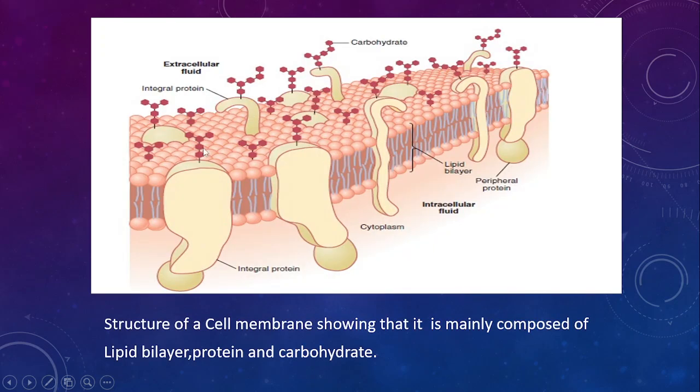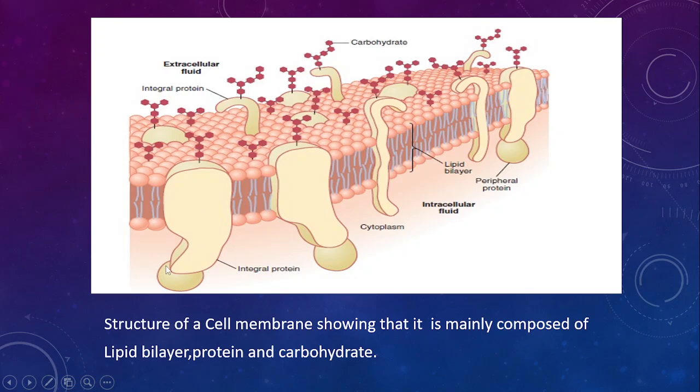This is the fluid mosaic model, the most acceptable structure of the cell membrane by far. According to this model, the cell membrane is a lipid bilayer structure which also contains protein and carbohydrate on the surface, and it's a semi-permeable structure. We can see here these are the integral proteins because they have pierced the cell membrane wholly, through and through. That's why they are called integral proteins.